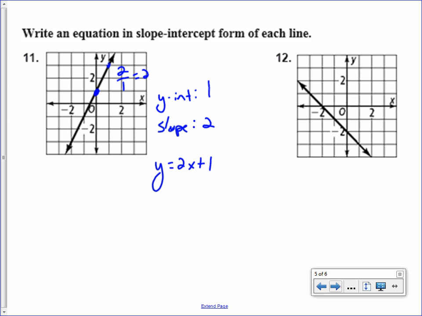This next one, if you take a look at these 2 points right here, for slope, we can see we go down 2, we go over 2. So our slope is negative 2 over 2, which is negative 1. And the y-intercept crosses the y-axis at negative 2. So your equation would be y equals negative 1x minus 2.